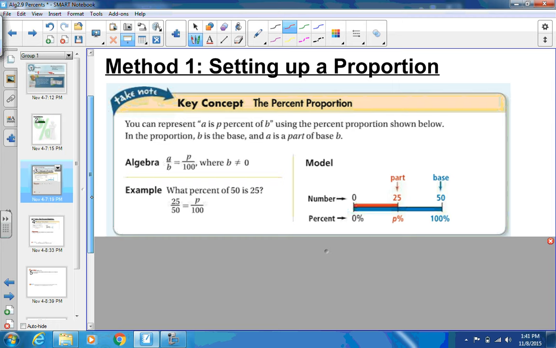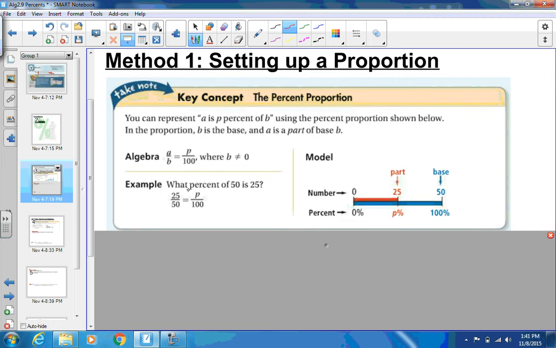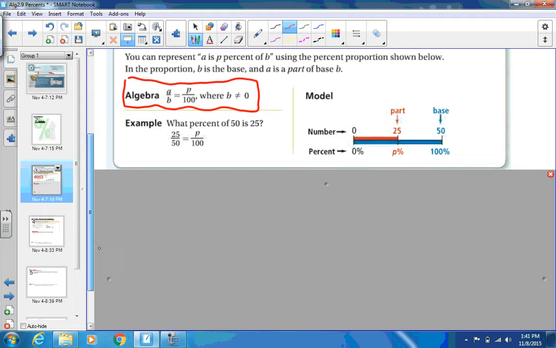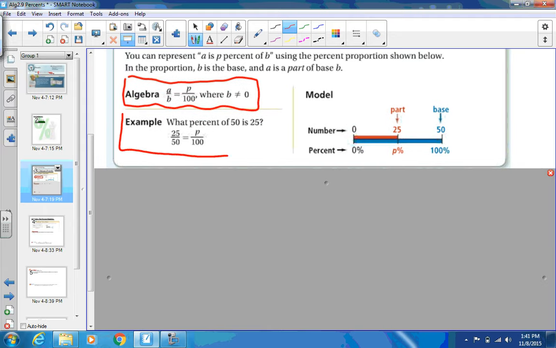So remember, a proportion is two ratios set equal to each other. So this is kind of what we're looking at. Whatever you have for your part and your whole, that's set equal to the P over 100, and we're trying to solve for P. An example is what it says, what percent of 50 is 25? So 25 would be the part, 50 would be the whole. So 25 over 50 equals P percent over 100. And what you could get there would end up being 50. So it'd be 50%. So don't focus too much on that, but that's our algebra and that's our example.